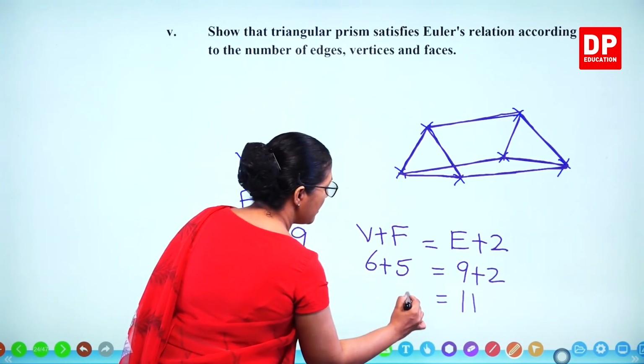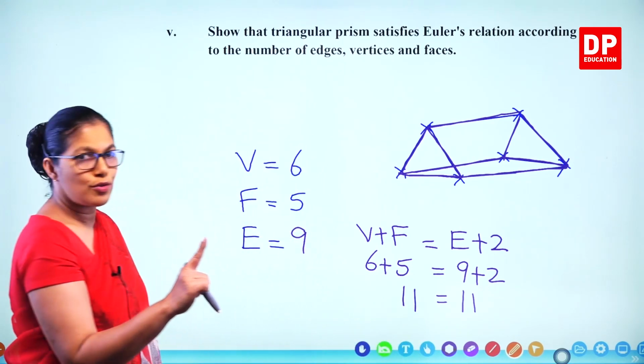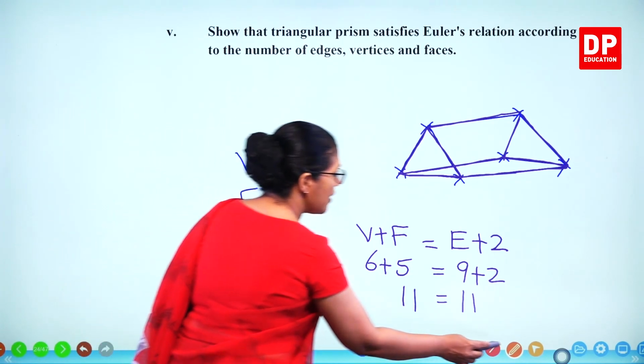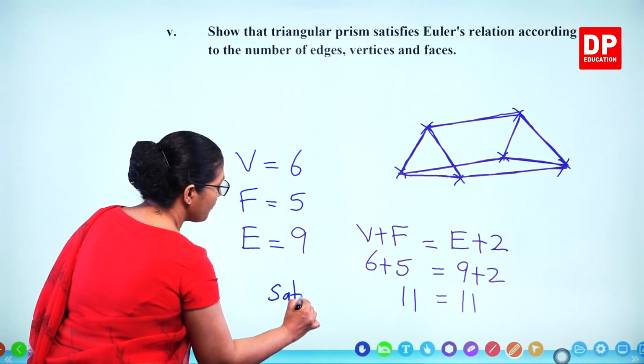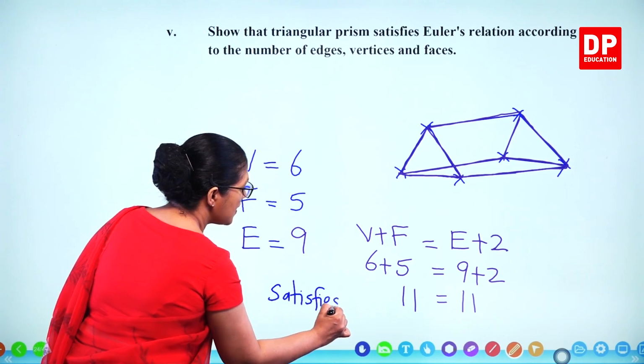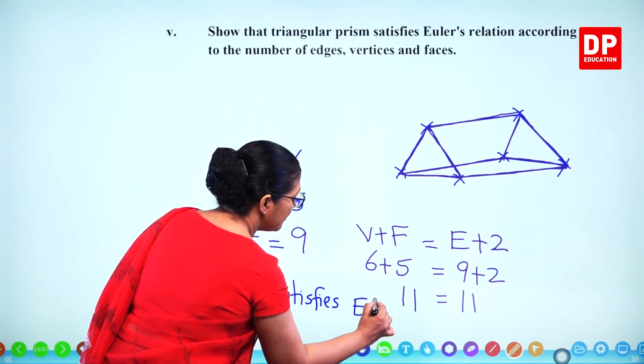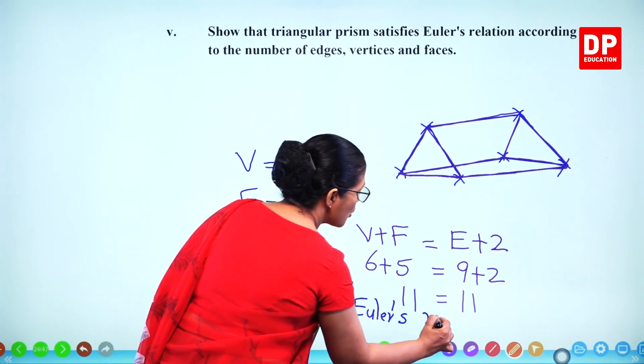Here 11, here also 11. So 11 is equal to 11. It satisfies Euler's relation.